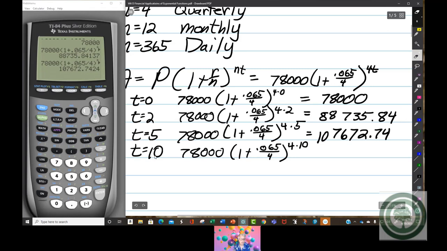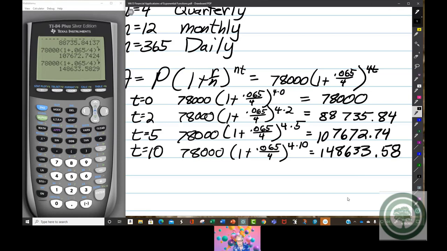And now we're going to jump to 10 years. So second, enter. 10. Enter. Equals 148633.58.